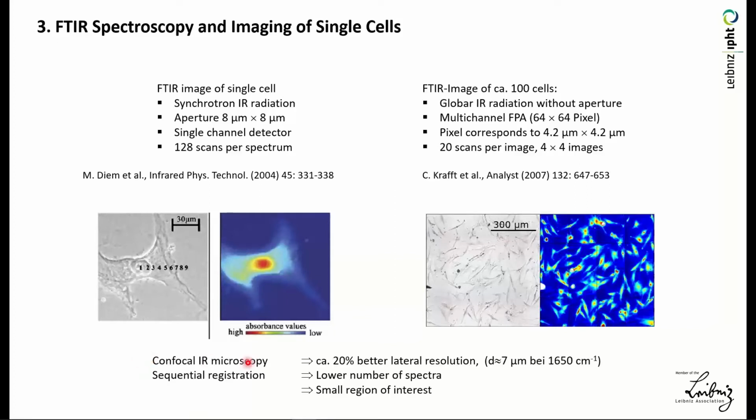In the confocal infrared microscope, the lateral resolution is approximately 20% better. That means a resolution limit around 7 micrometer. However, the sequential registration gives a quite low number of spectra, and also a smaller region of interest compared to this FTIR microscope with a focal plane array detector.